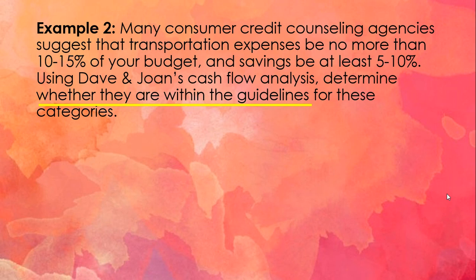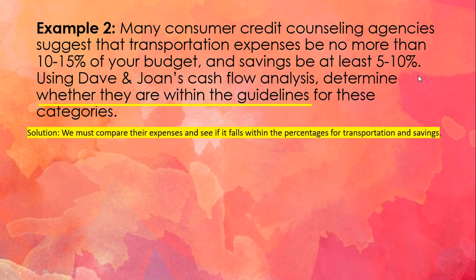So now we have information about how much money they're spending overall, right? I want to specifically look at transportation expenses and then specifically look at their savings and see if they fall within these values that people suggest. Okay, so what we have to do is compare their expenses and see if it falls within those percentages for each category of transportation and savings. So let's talk about transportation first.